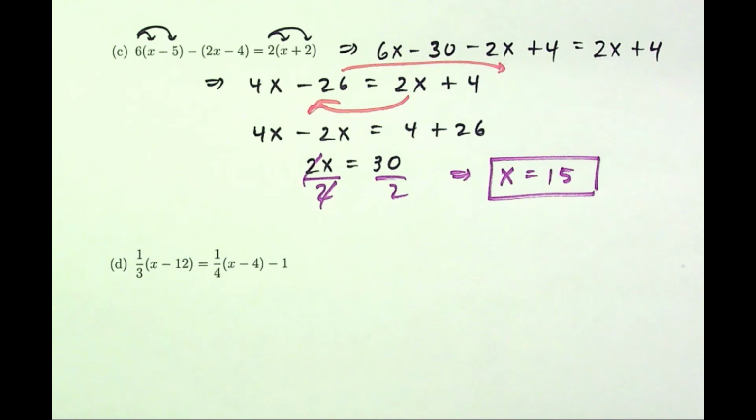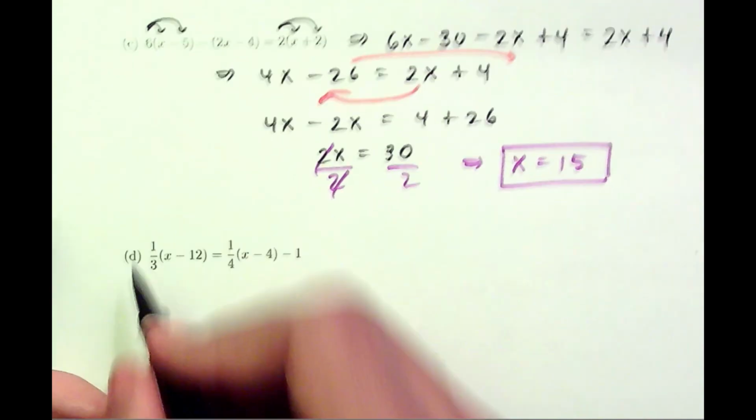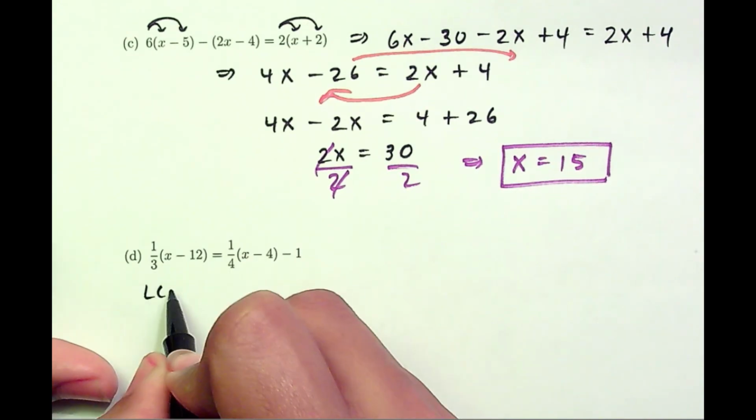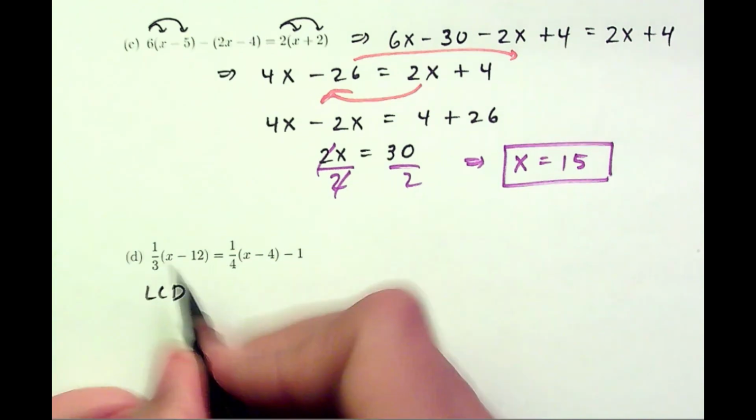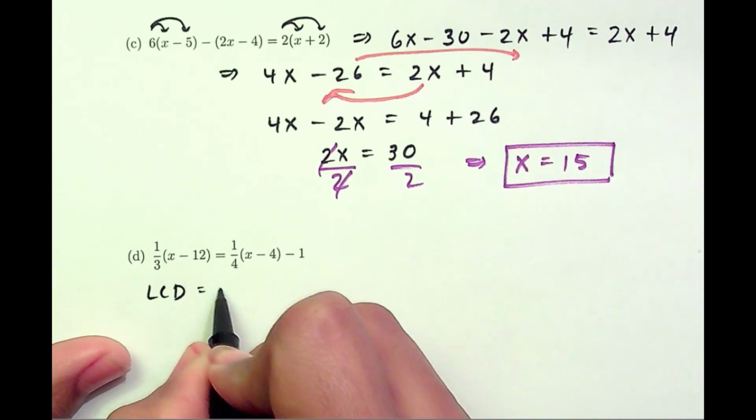So the easiest way of solving this when you have fractions involved in the equation is to get rid of all the fractions by multiplying by the LCD, the least common denominator. In this case, the least common denominator of all the fractions that you see is 12, right? Because the denominators that you see are 3 and 4. So the LCD is going to be 12.